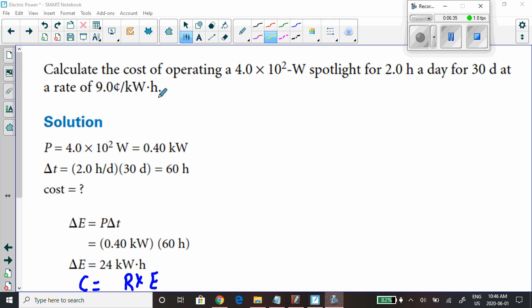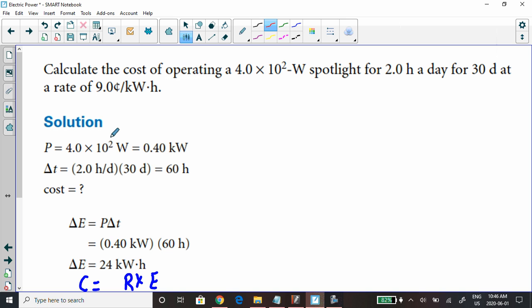Now here's the example in the textbook. Calculate the cost of operating a 4.0 times 10 to the 2 watt spotlight for 2 hours a day for 30 days at a rate of 9 cents per kilowatt hour. So the first thing we're going to do is take the power, which is 4.0 times 10 to the 2 watts, which is basically 400 watts, and we're going to convert it into kilowatts. Well, 400 watts is 0.4 of a kilowatt. 400 over 1,000, right? So now we've got power described in kilowatts. Really important you do that.